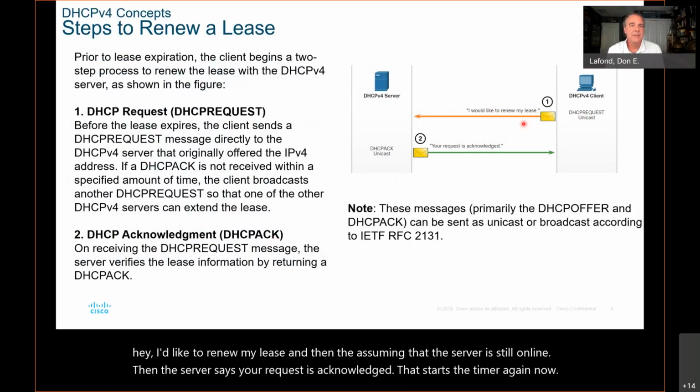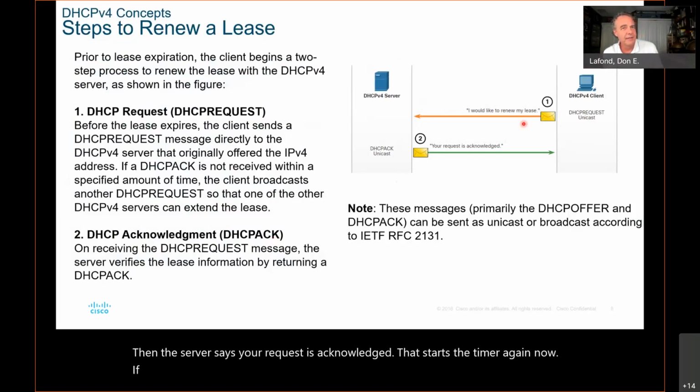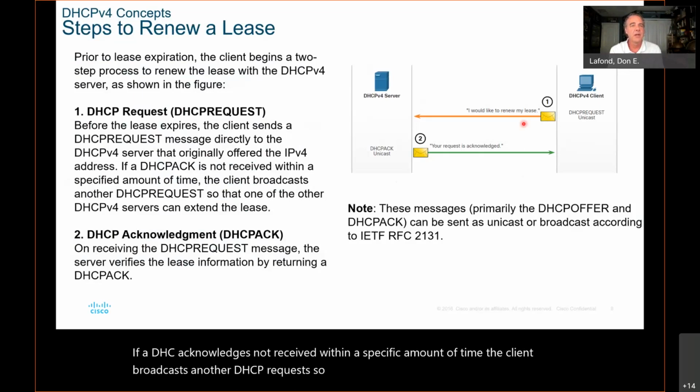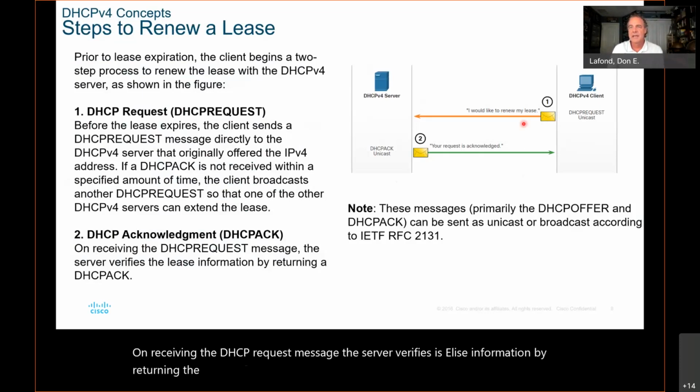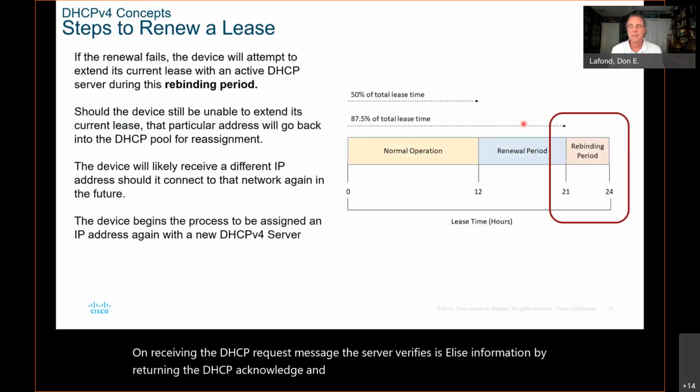Now, if a DHCP acknowledge is not received within a specific amount of time, the client broadcasts another DHCP request so that one of the other DHCPv4 servers can extend the lease. Now, on receiving the DHCP request message, the server verifies the lease information by returning the DHCP acknowledge, and again restarts the clock at that point.